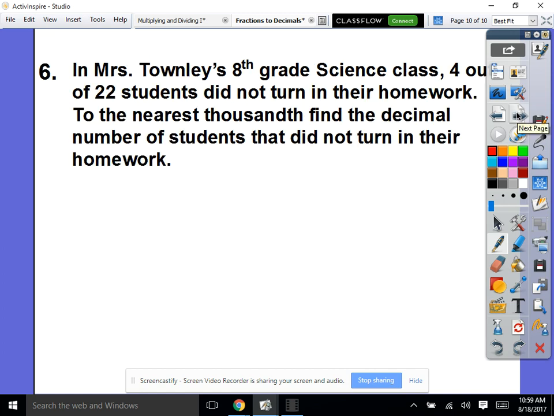In Mrs. Townley's 8th grade science class, 4 of 22 students did not turn in their homework. Oh, I hope that doesn't happen to us because we'll have working lunch. To the nearest thousandth, remember that's 3 decimal places, find the decimal number of students that did not turn in their work. So you need to think about which number is on top, the numerator, and which of those numbers is on the bottom as the denominator. And that concludes our lesson. We'll look at those problems tomorrow.